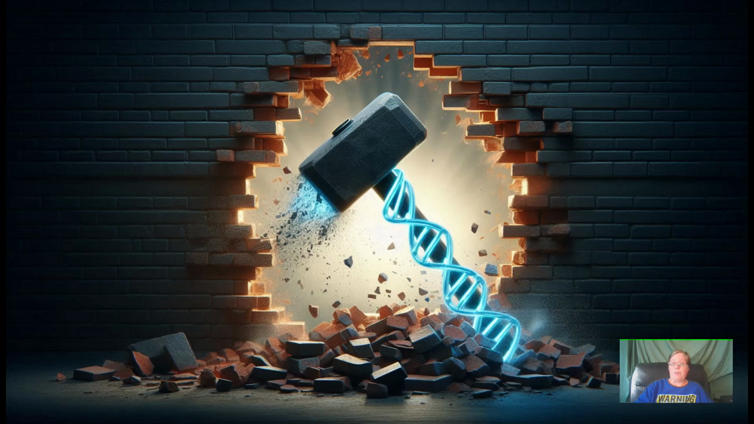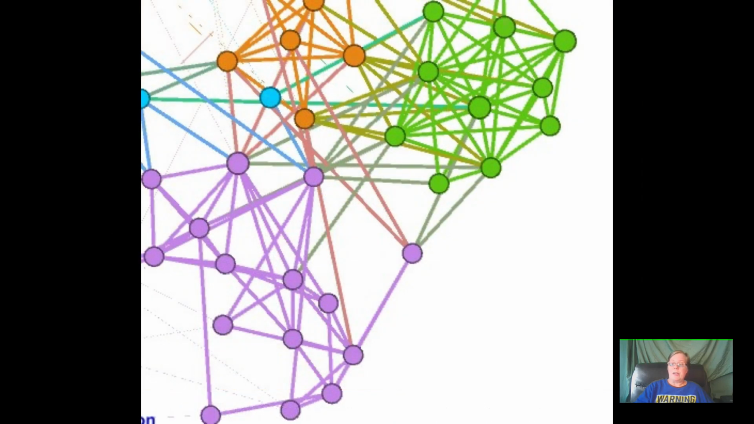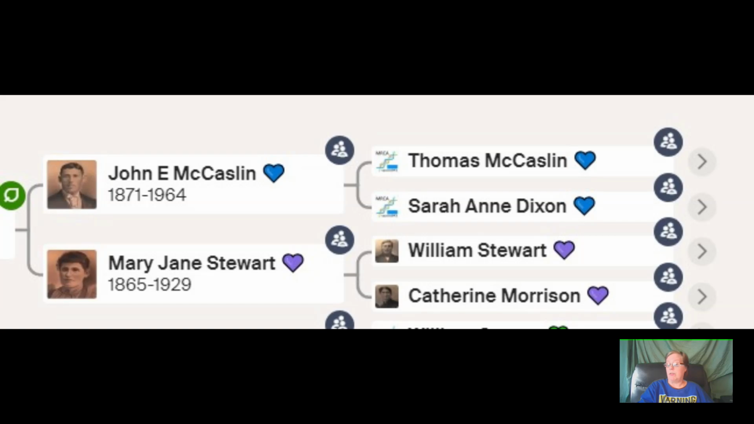My brick wall question was, who was the mother of William Stewart, born about 1837 in Ireland, the husband of Catherine Morrison and the son of Alexander Stewart? That wasn't the question I was actually trying to answer on Monday. My actual question then was, how does this unidentified cluster of DNA matches fit in my tree? In the past, I had used the basic shared matches to determine that these matches fit into my Stewart-Morrison line. But could I figure out how?